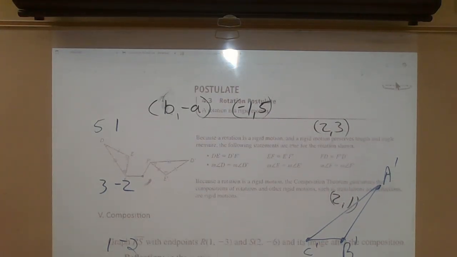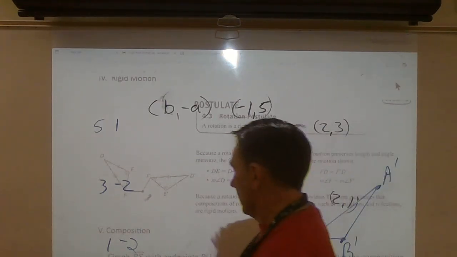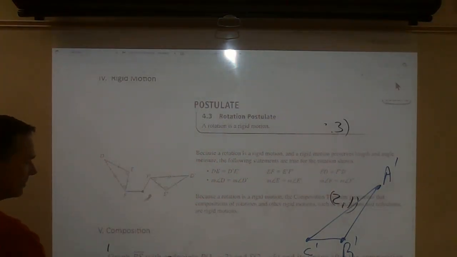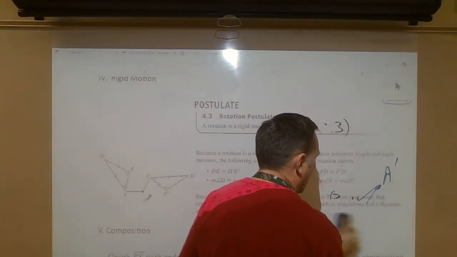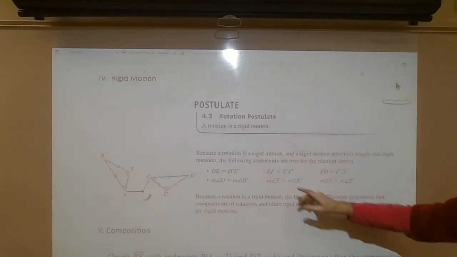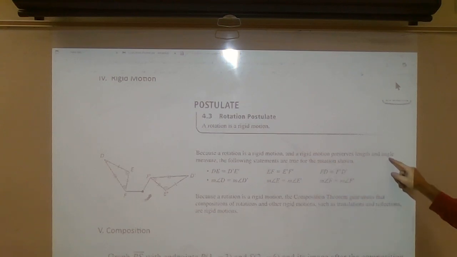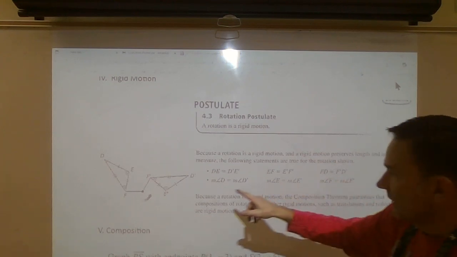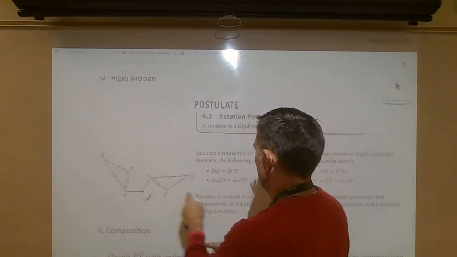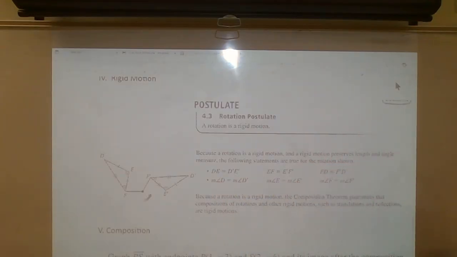Now, all of this is rigid motion, right? Rigid meaning that it doesn't change. And this is one of the postulates that we consider when we're trying to prove different figures being congruent. And it's a rigid motion because it preserves the length and angle measures. So DE is congruent to D prime E prime. The measures of the angles are also congruent, as we can see here.